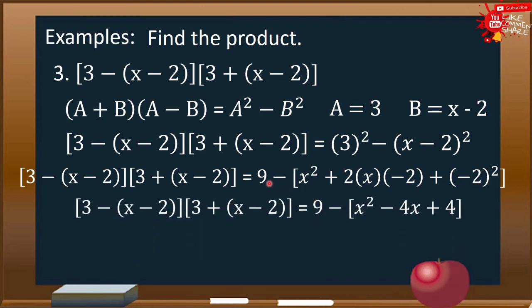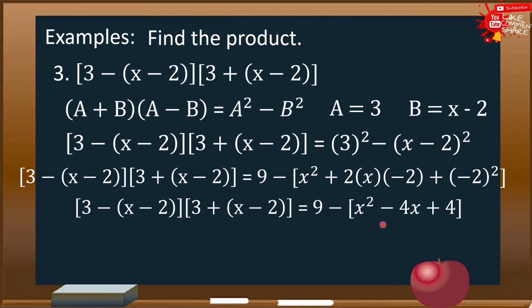So, we will have 9, then minus, so we just set the grouping symbol para hindi tayo malito. Then we have here x squared. Then positive 2 times x is positive 2x times negative 2. So it is negative 4x. Then plus the square of negative 2. So ibig sabihin negative 2 times negative 2. So we have positive 4.